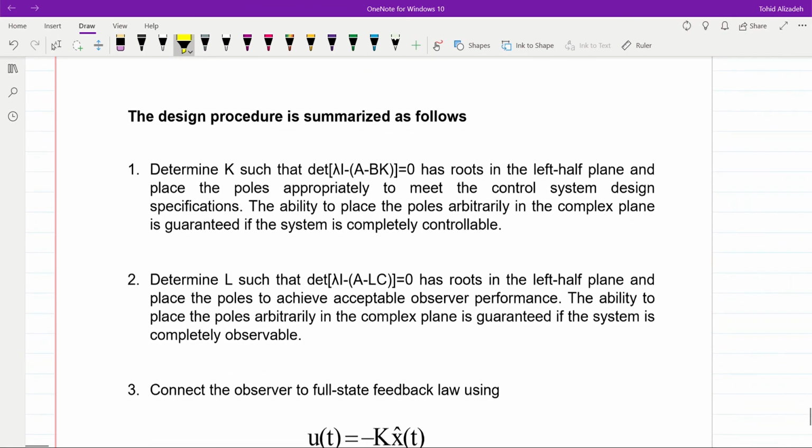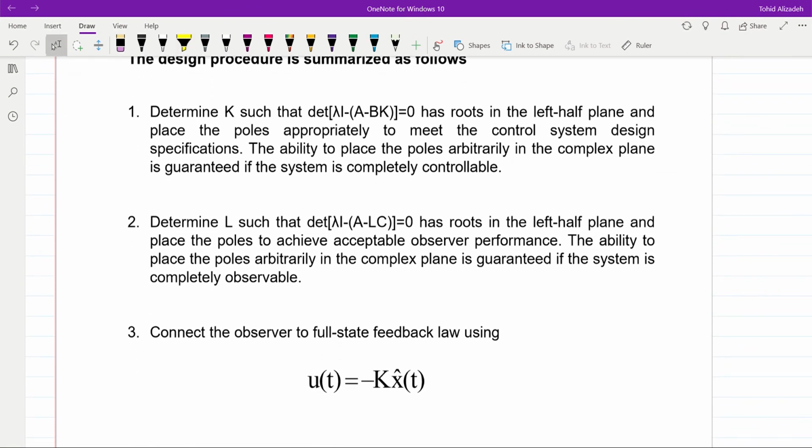Now here we have the design procedure summarized. We can start by determining K, the state feedback gain, such that the determinant that we have for designing the controller has roots in the left half plane first, because we want to have our system stable, and also we place the poles appropriately to meet the closed loop control system's specifications. You can refer to, for example, the rise time for the step response, settling time, overshoot, and so forth. In it, we determine the proper place for the closed loop poles of the system.